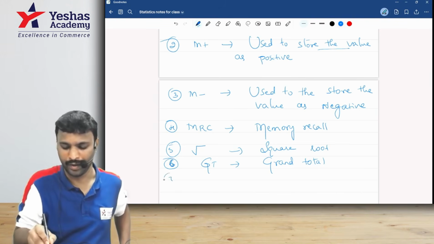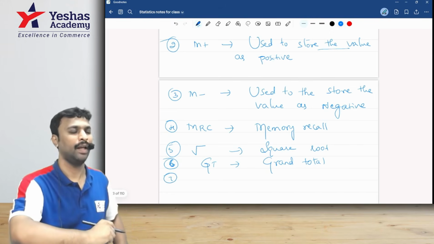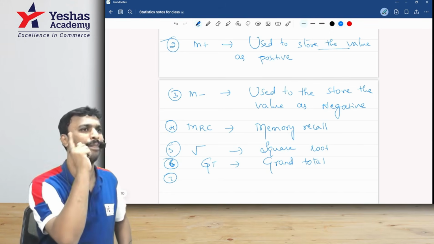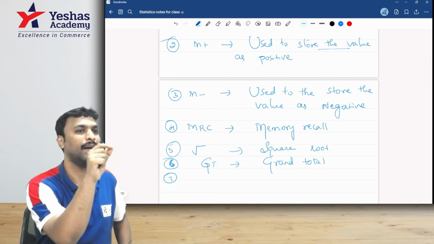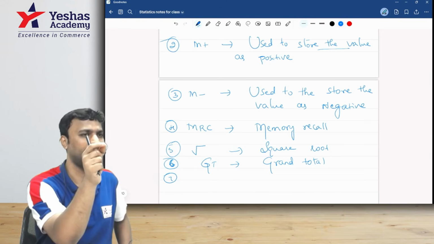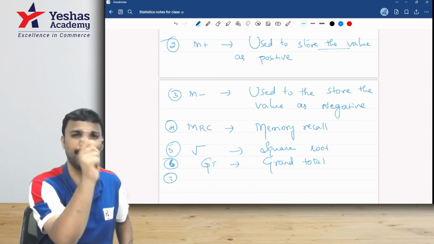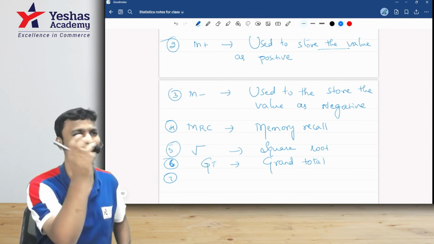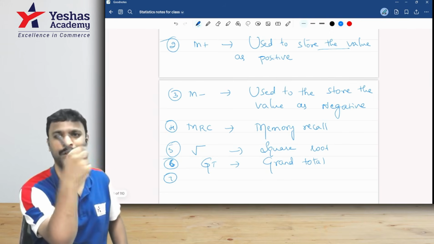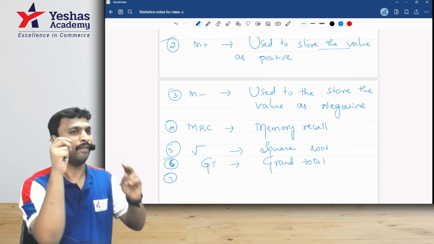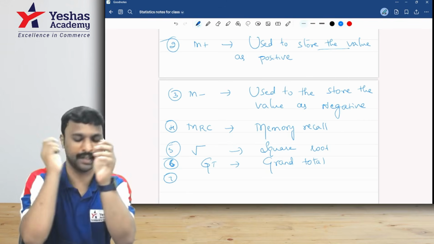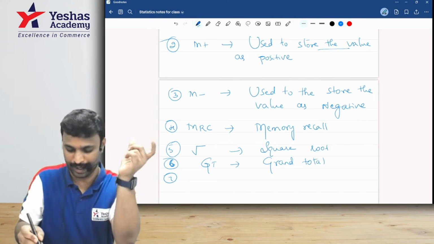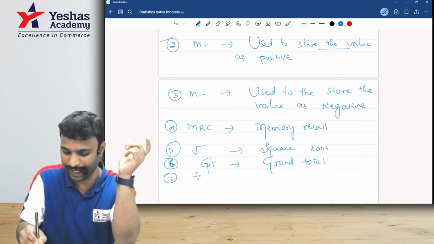Okay. Now, there's a button called plus. There's a button called divide. Divide is there, equal is there, plus is there. Plus you know is to add, minus you know is to subtract, divide you know is to divide. Now, we will see the combination of two buttons. Combination of two buttons. I mean, divide and equal.